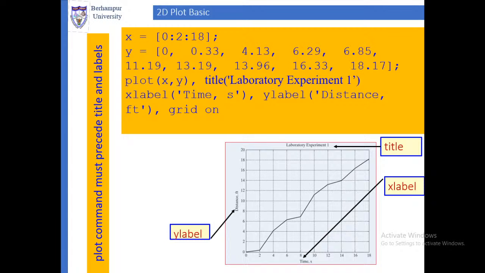As you know, in Matlab, plots can be of two types, or in general, we see two types of plot. One is a two-dimensional plot or 2D plot. The other is a three-dimensional plot or 3D plot. Now let me start with the basics of 2D plot.